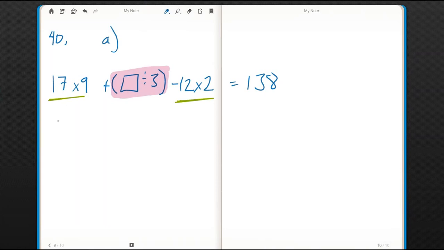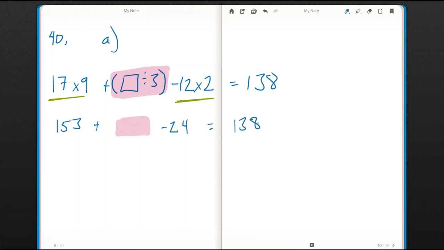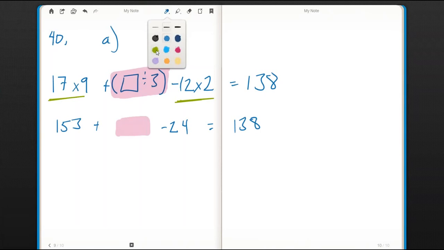So 17 times 9 is 153. I'm going to add a pink blob, and then I'm going to subtract 24, and when it's all said and done, I'm going to be at 138. Well, I don't know what I'm going to add there, but I do know that I can combine these two numbers. If you have 153 buttons and somebody takes away 24 buttons, then we can solve that problem, right? That means that I have 129 buttons.